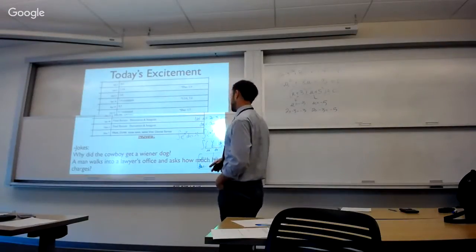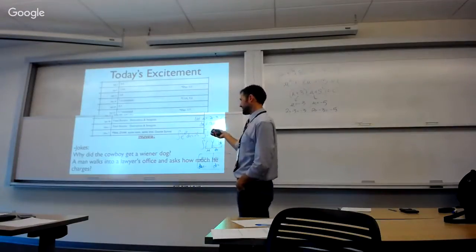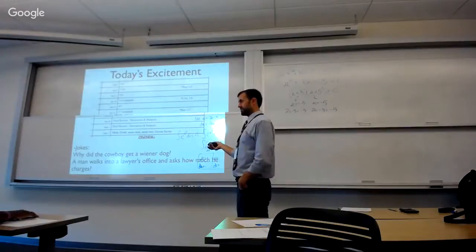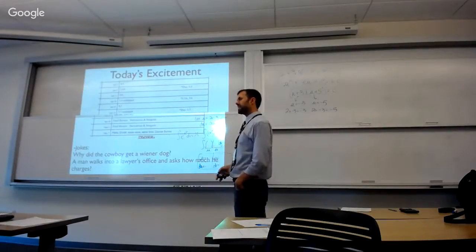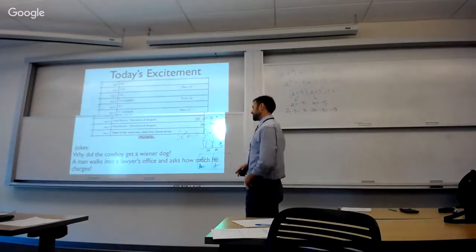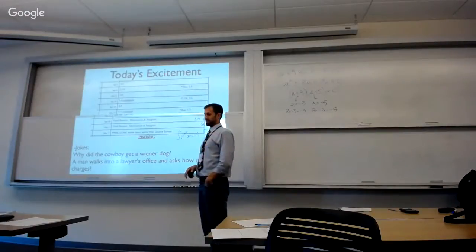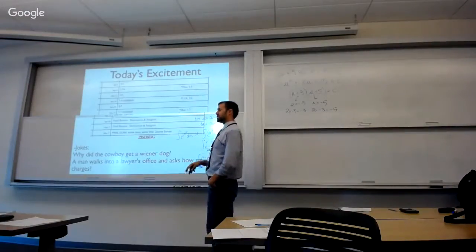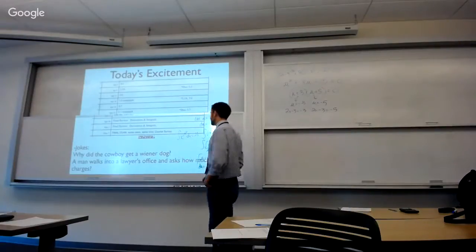And then I have a new joke for you today. Because I think I told you the one about a man walks into a lawyer's office and asked how much he charges. And the lawyer said $100 for 3 questions. And the guy said, that's a little steep, isn't it? He's like, yeah, what's your 3rd question? Okay, but this one I enjoy. It's a cute one. Why did the cowboy get a wiener dog? He wanted to get along, little doggy. Get along, little doggy. All right.